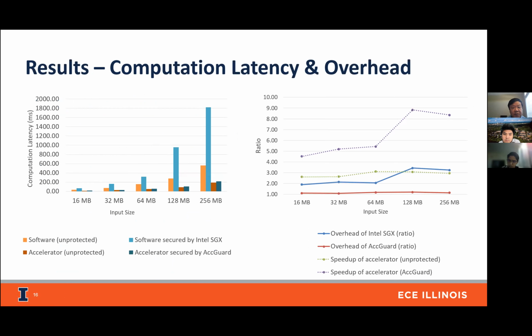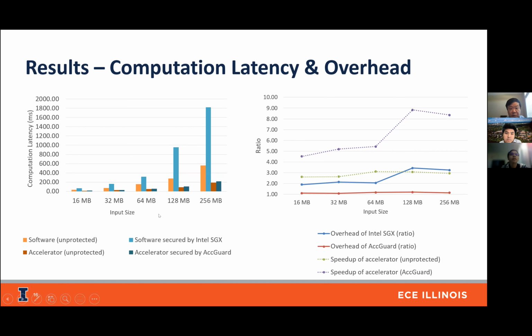As we can see, we can freely change the input size, so we can stress the whole system and look at different aspects of the performance. Here we have 4 bars. First, software unprotected, the pure benchmark without any protection. Then accelerator unprotected, where the accelerator implements that benchmark but is not protected. Then we have software secured by Intel SGX, and accelerator secured by ARM Guard.